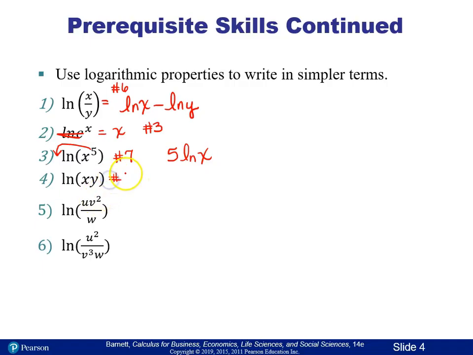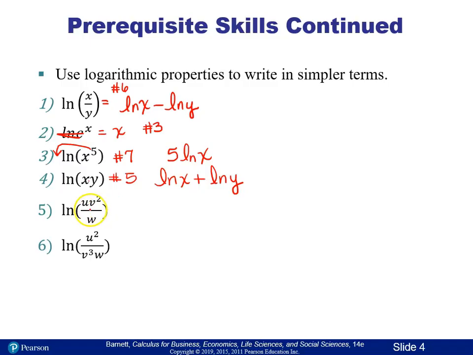Okay, this one I'm going to use the fifth property since I've got two things multiplied together. So I'm going to split the multiplication up into addition of two separate logarithms. So I have the natural log of x plus the natural log of y.